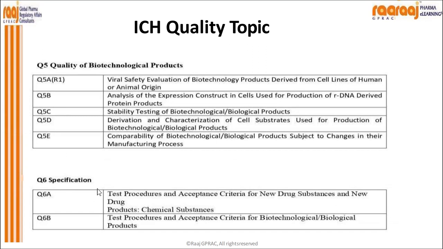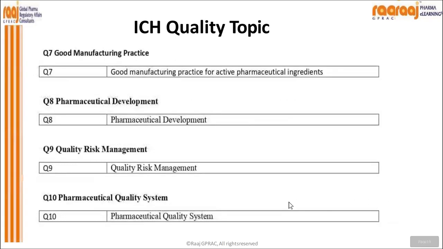Okay. Then Q6, specifications. So specifications for new drug substance and new drug product. Q6 is also divided into A and B. Okay. So A talks about the chemical substance and B talks about the acceptance criteria for biotechnological and biological products. Correct? Then Q7, last week, if you recollect, we have discussed the good manufacturing practices.